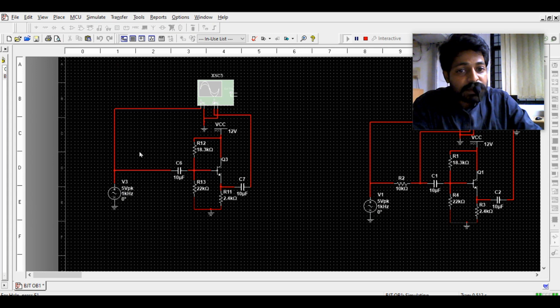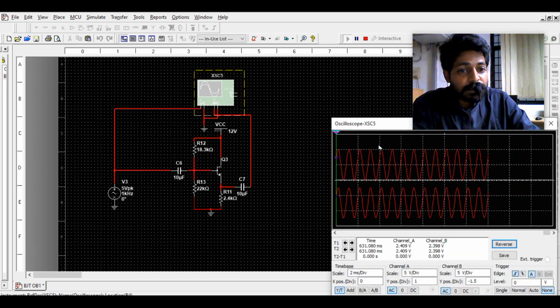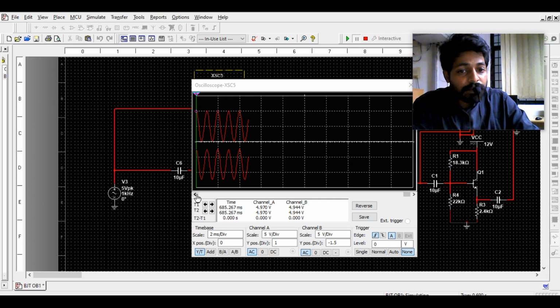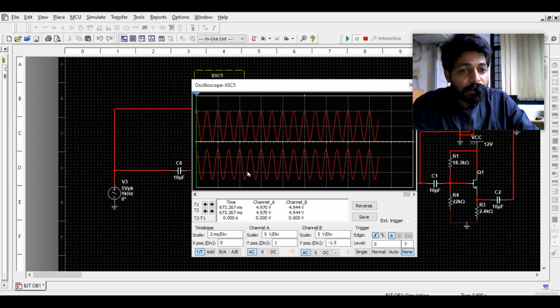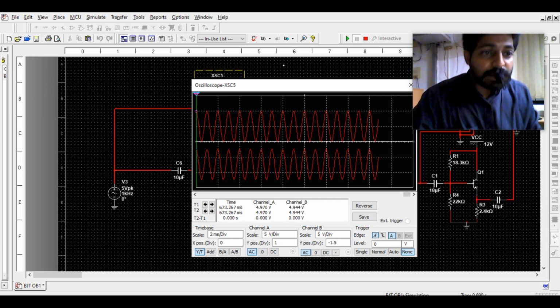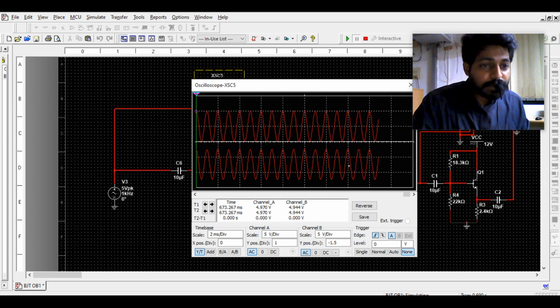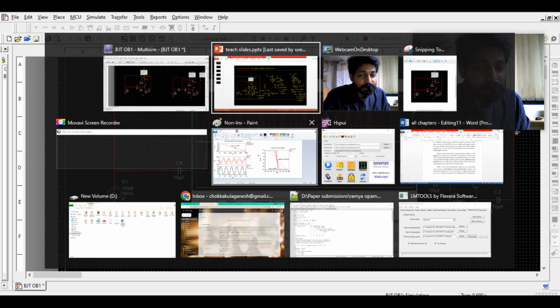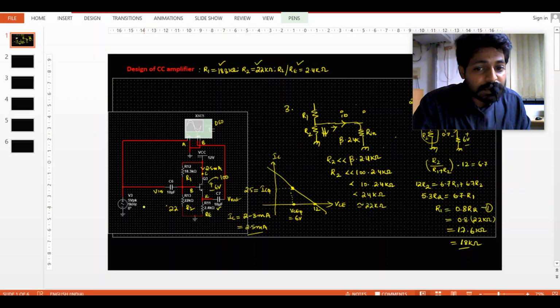Now let me verify the output. This is channel A, 5 volts per division, 5 for this one, 5 for this one, totally 10 volts. So the input is not 5, it's 10.